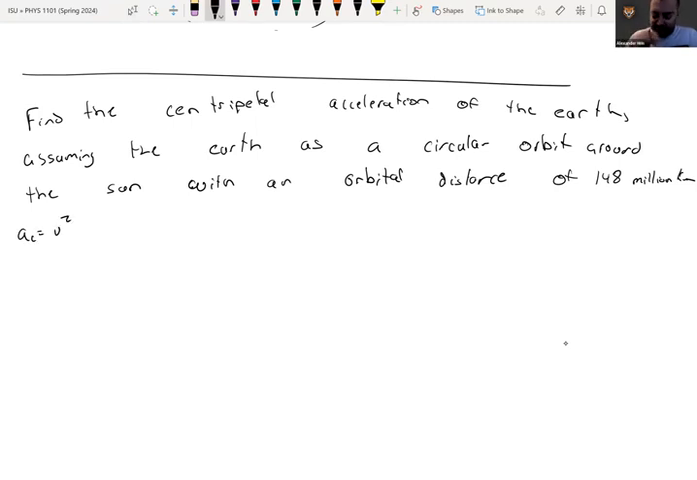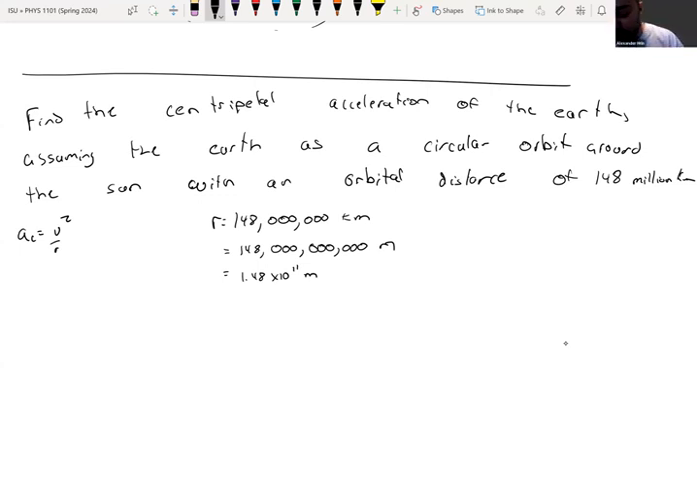Okay, so if we want to find this centripetal acceleration, we know we're going to have to use v squared over r. And the direction, we know it's towards the sun. That one kind of makes sense. So v squared over r. We know that r is equal to 148, and I'll write this out, that would be 1,000 million kilometers. Well, if we want to turn this into meters, we just need to add 3 more zeros. So this is 148 billion meters. Now, I would write it as 1.48 times 10 to the 11th meters. I think that makes more sense. It's a little bit more concise.